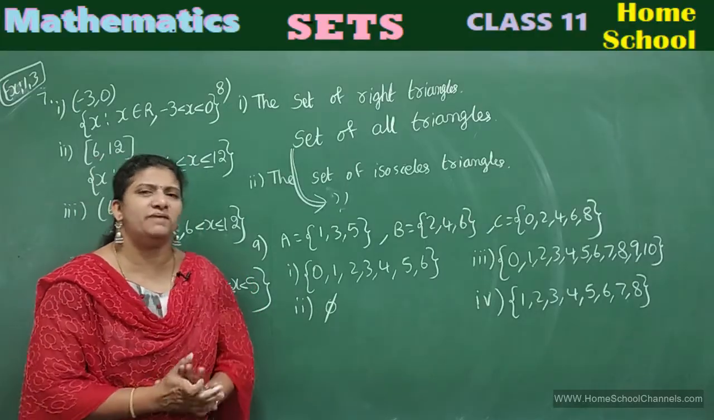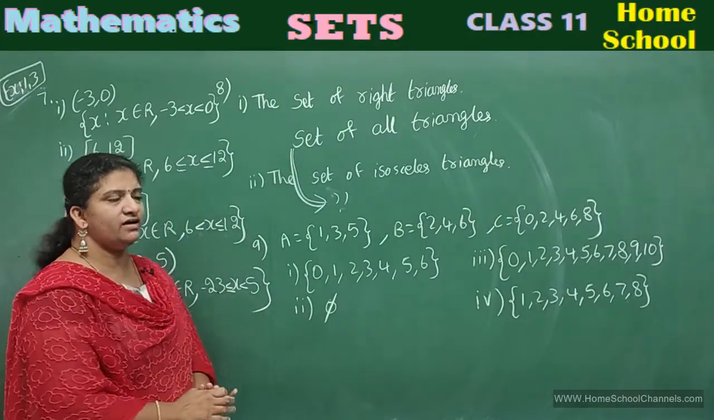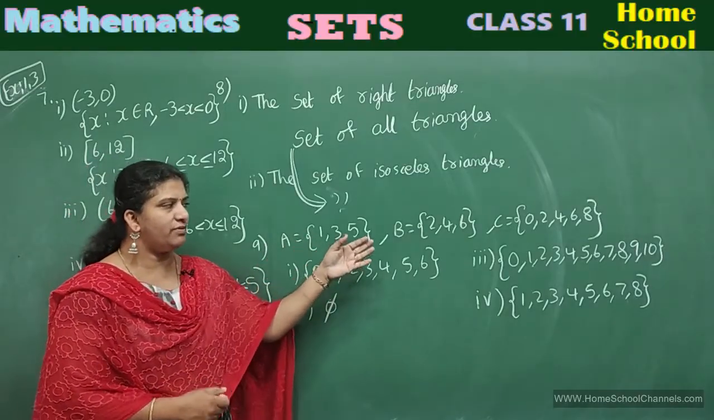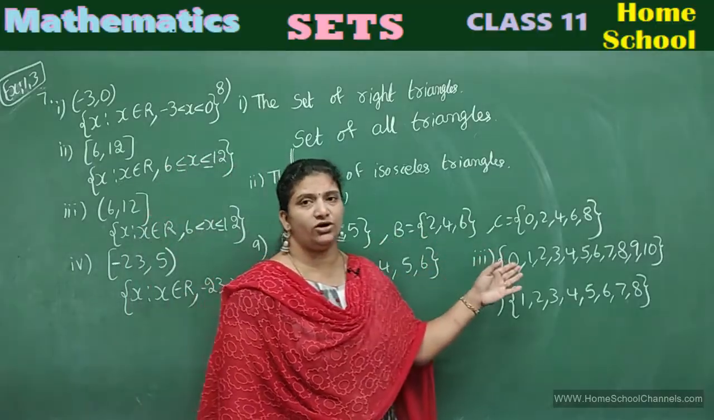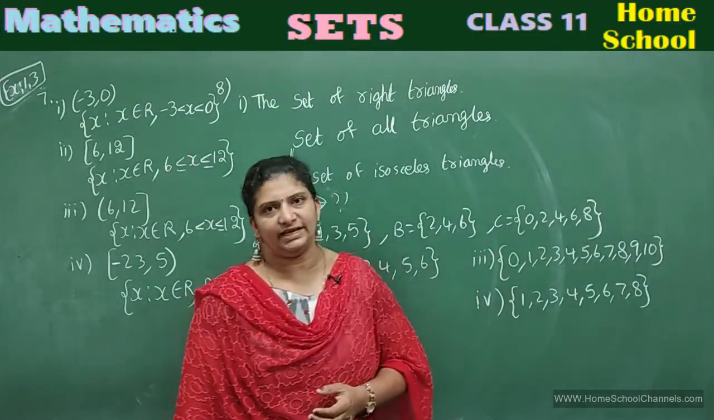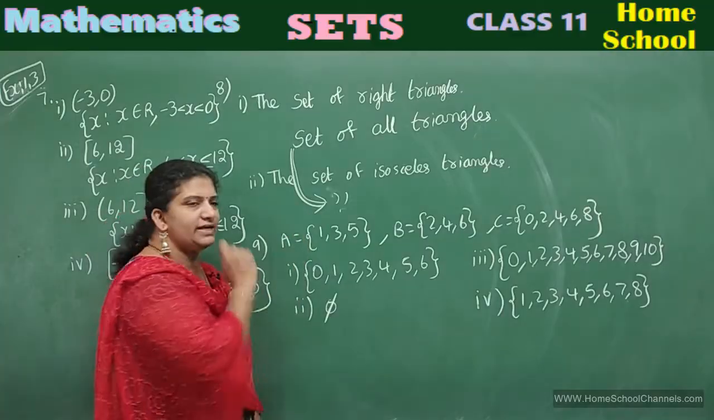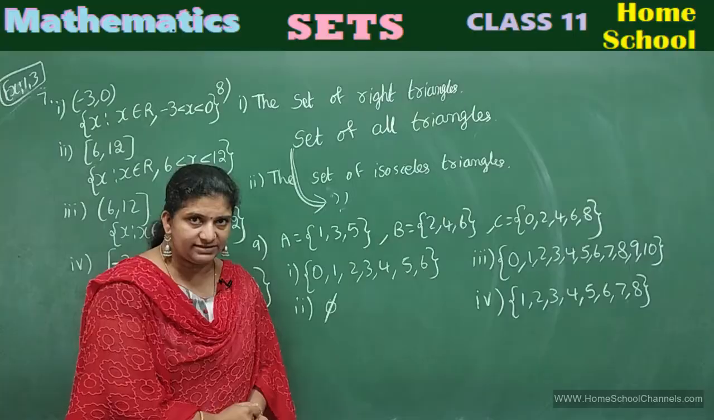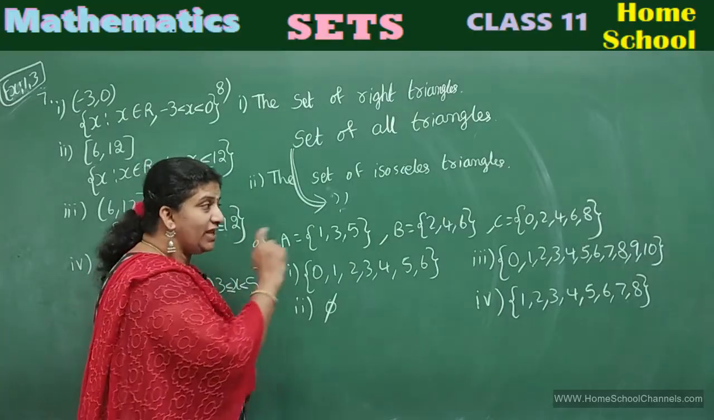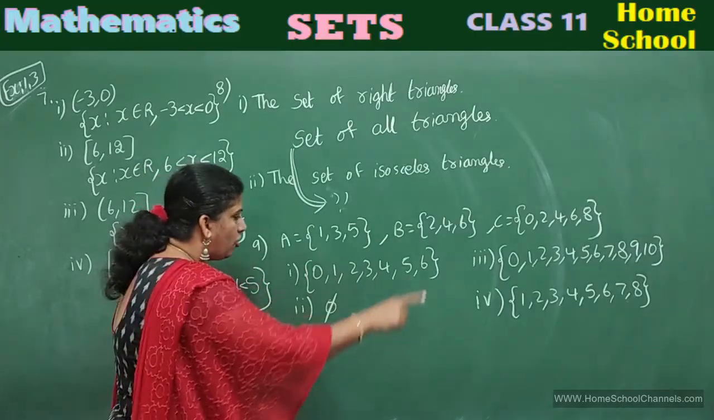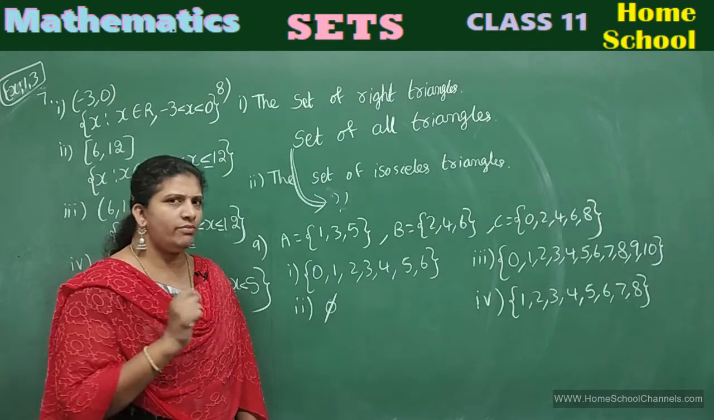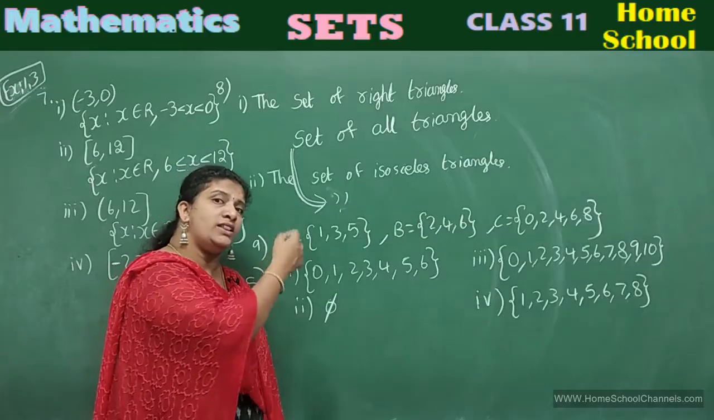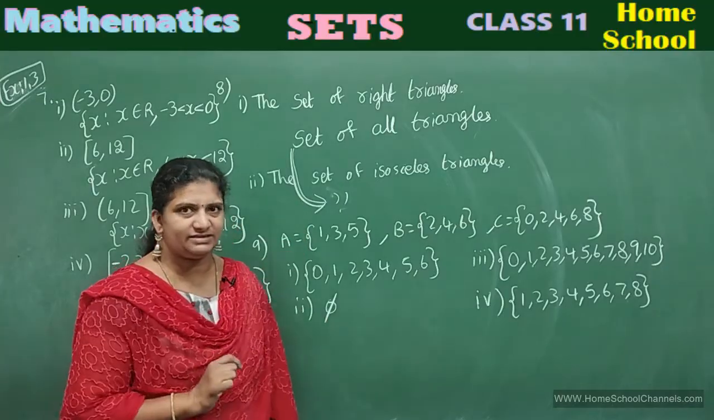Coming to your last question in this exercise, see here, there are three sets given. A is equal to 1, 3, 5, B is equal to 2, 4, 6, C is equal to 0, 2, 4, 6, 8. So see all the three sets A, B, C. Take all the three sets into consideration and which will be the universal set among these four. What do you mean by universal set? It is a set which contains all the elements in other sets.